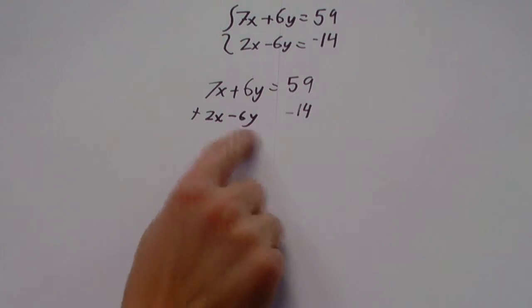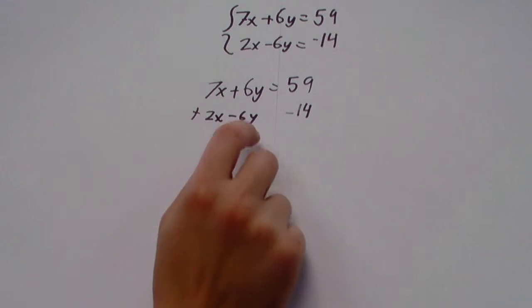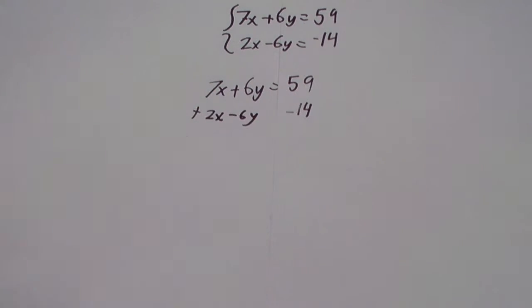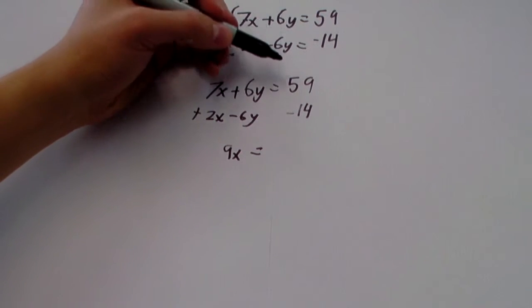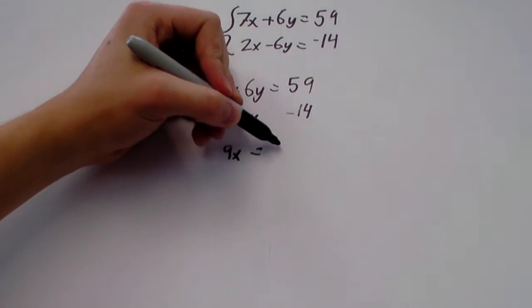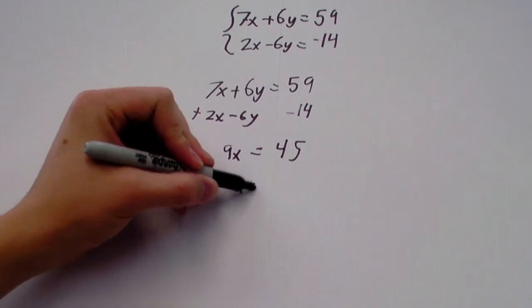And the advantage of doing this is that when I do it, this 6y will cancel with this 6y, giving me 0, and I'll just have 7x plus 2x, so 9x equals, and then 59 minus 14. 59 minus 14 is going to be 45, and that'll tell me that x is equal to 5.